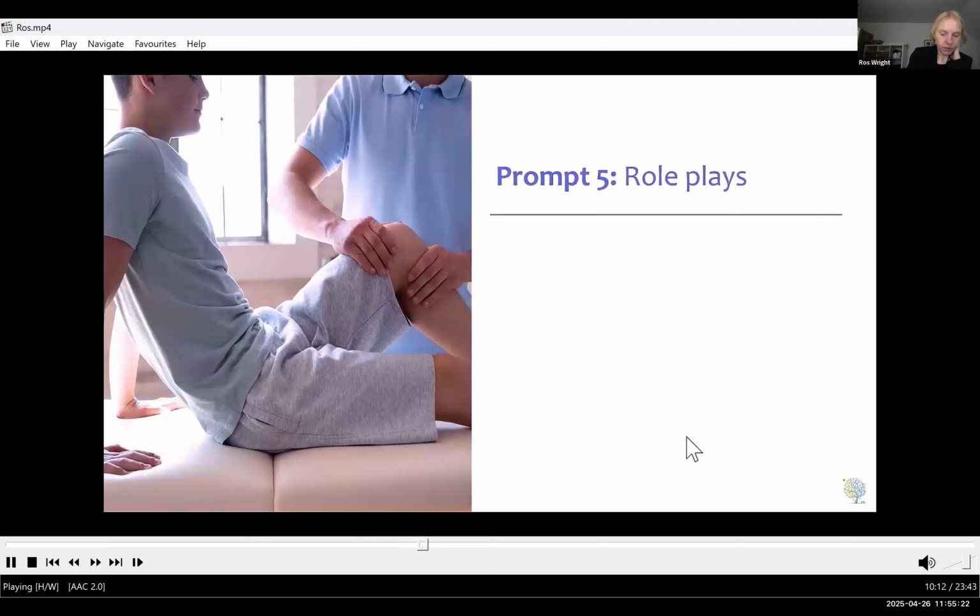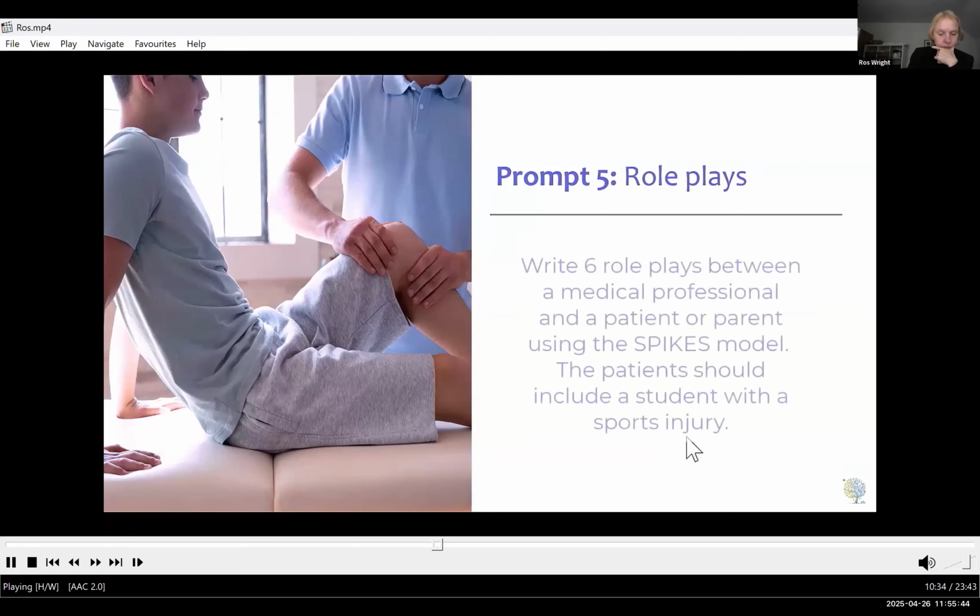Now back to prompting. At this point, I had to depart from Rob's example as he hadn't included roleplay in his particular course. This meant writing my own prompts, which, as you'll see, were a bit of a trial and error. For my first prompt, I asked AI to write 6 role plays between a medical professional and a patient or parent using the Spikes model. The patients should include a student with a sports injury.